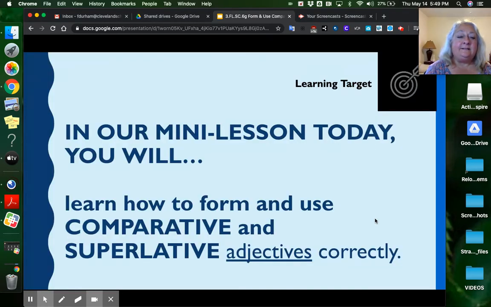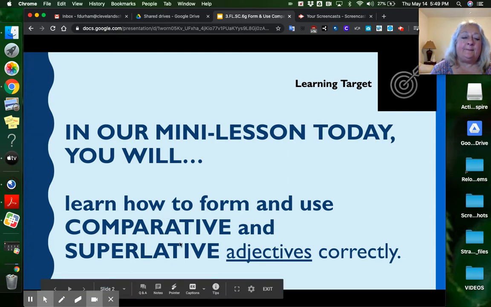In our lesson today, you will learn how to form and use comparative and superlative adjectives correctly. So repeat our learning target with me. I will learn how to form and use comparative and superlative adjectives correctly.